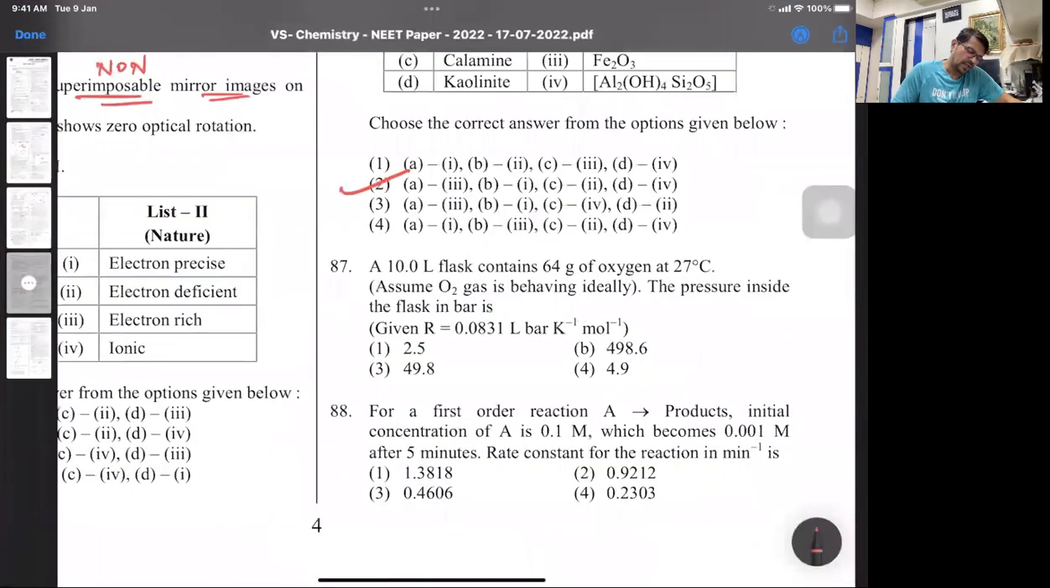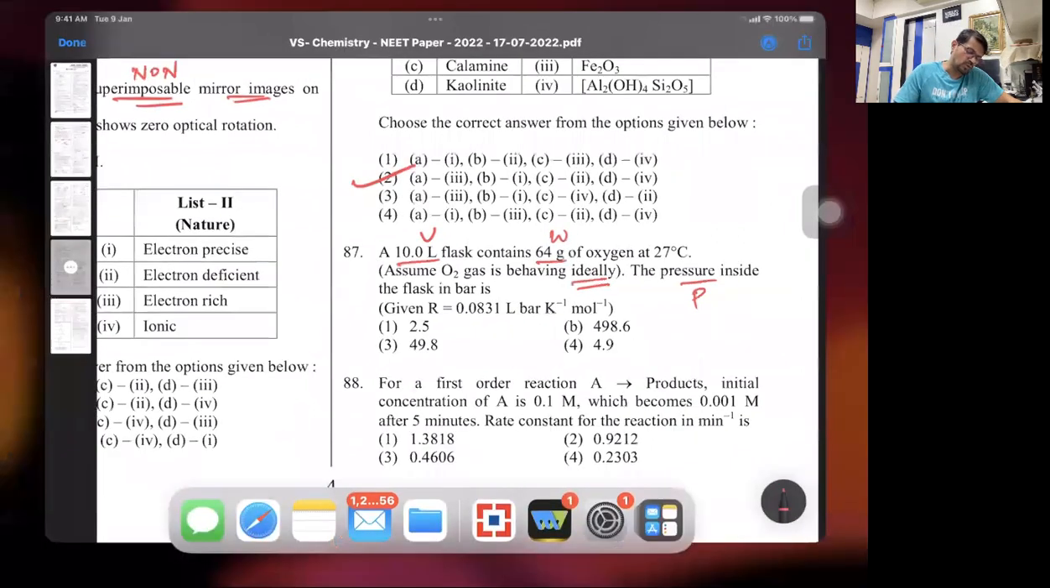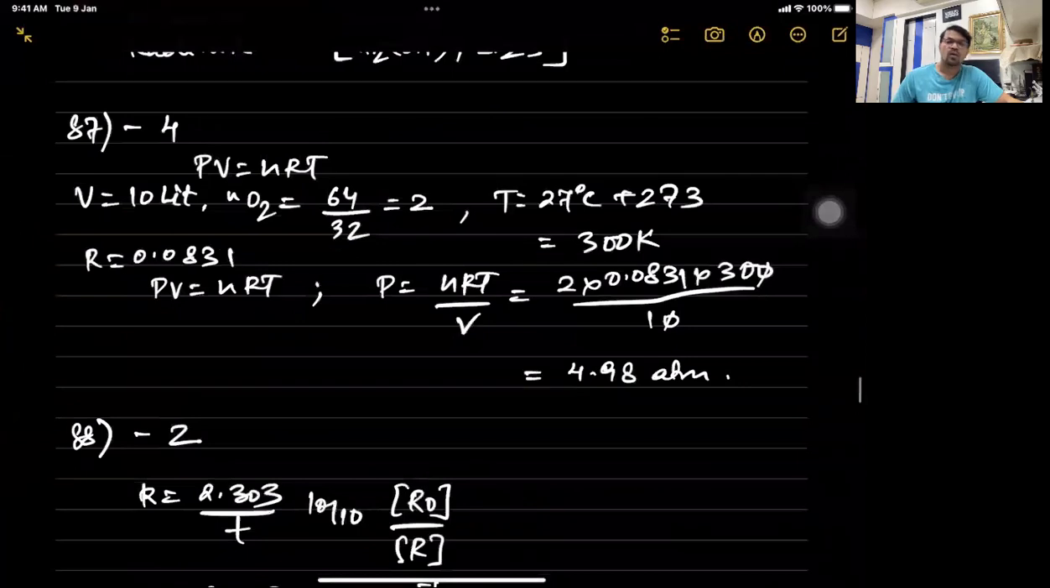87, flask of 10 liters, that's the volume V. 64 gram is the weight of oxygen. Ideal gas, so the pressure of the flask. So ideal gas equation, PV is equal to nRT. We can calculate the number of moles. Volume is 10 liters. Number of moles is given mass upon molar mass. Oxygen molar mass is 16 into 2, O2, 32. So 2 moles. Temperature 300 Kelvin. The pressure comes as 4.98 atmospheres. So 87 is 4.